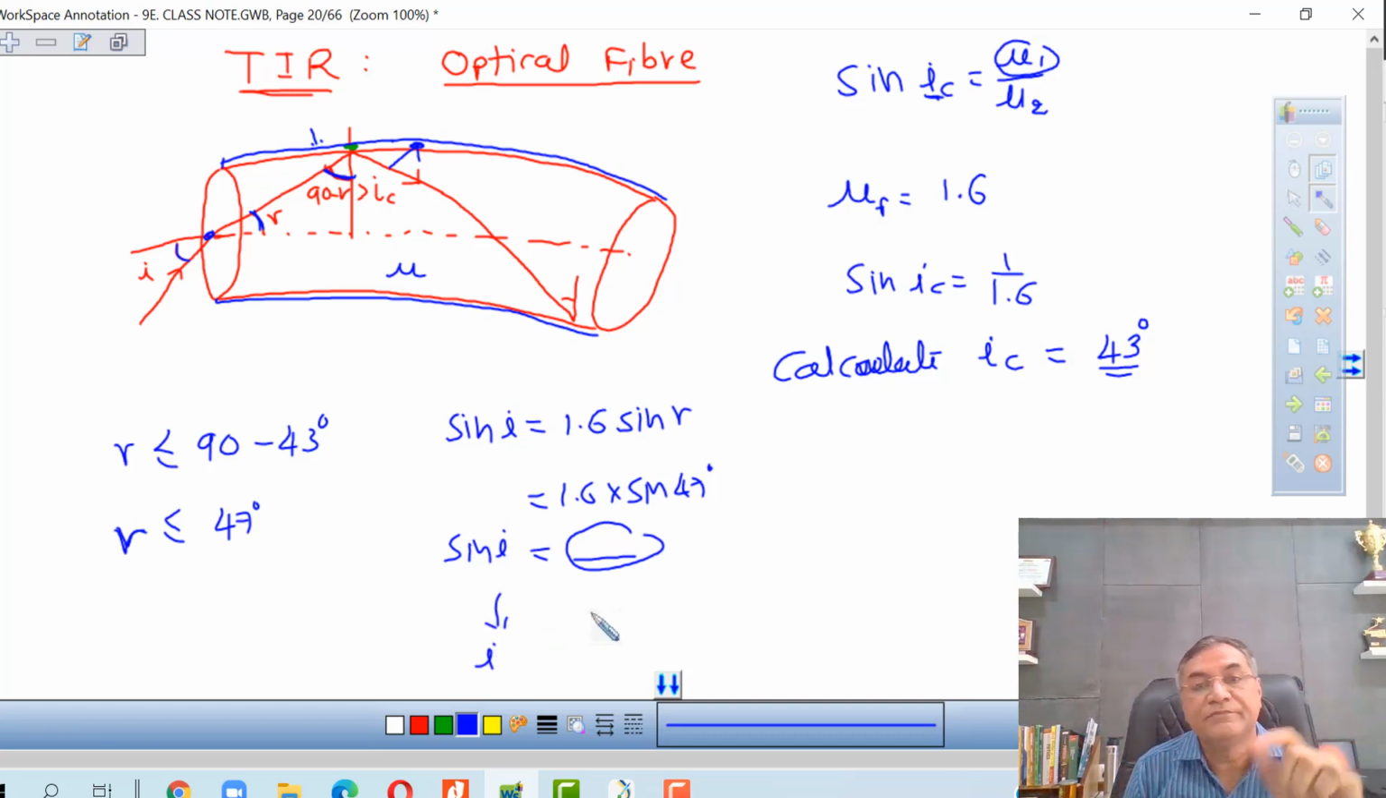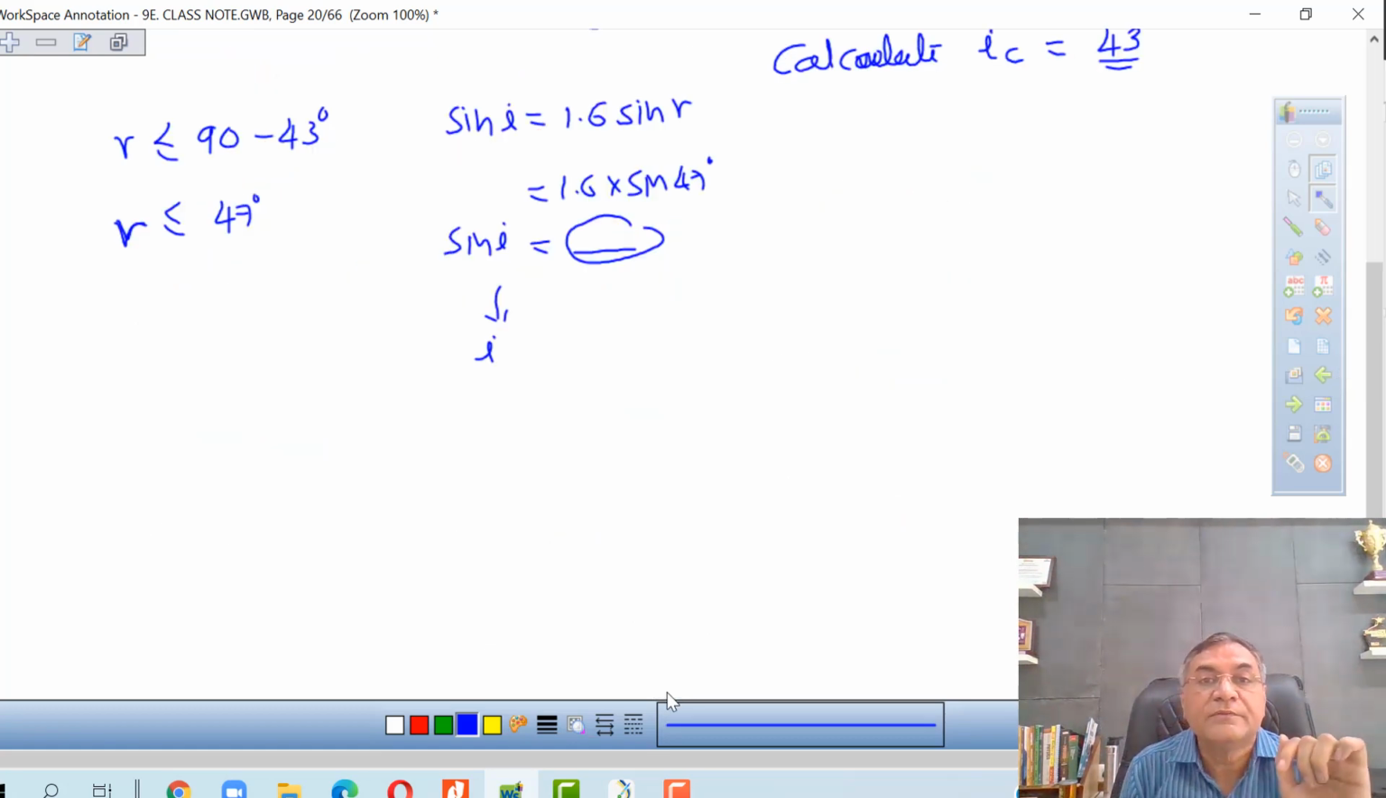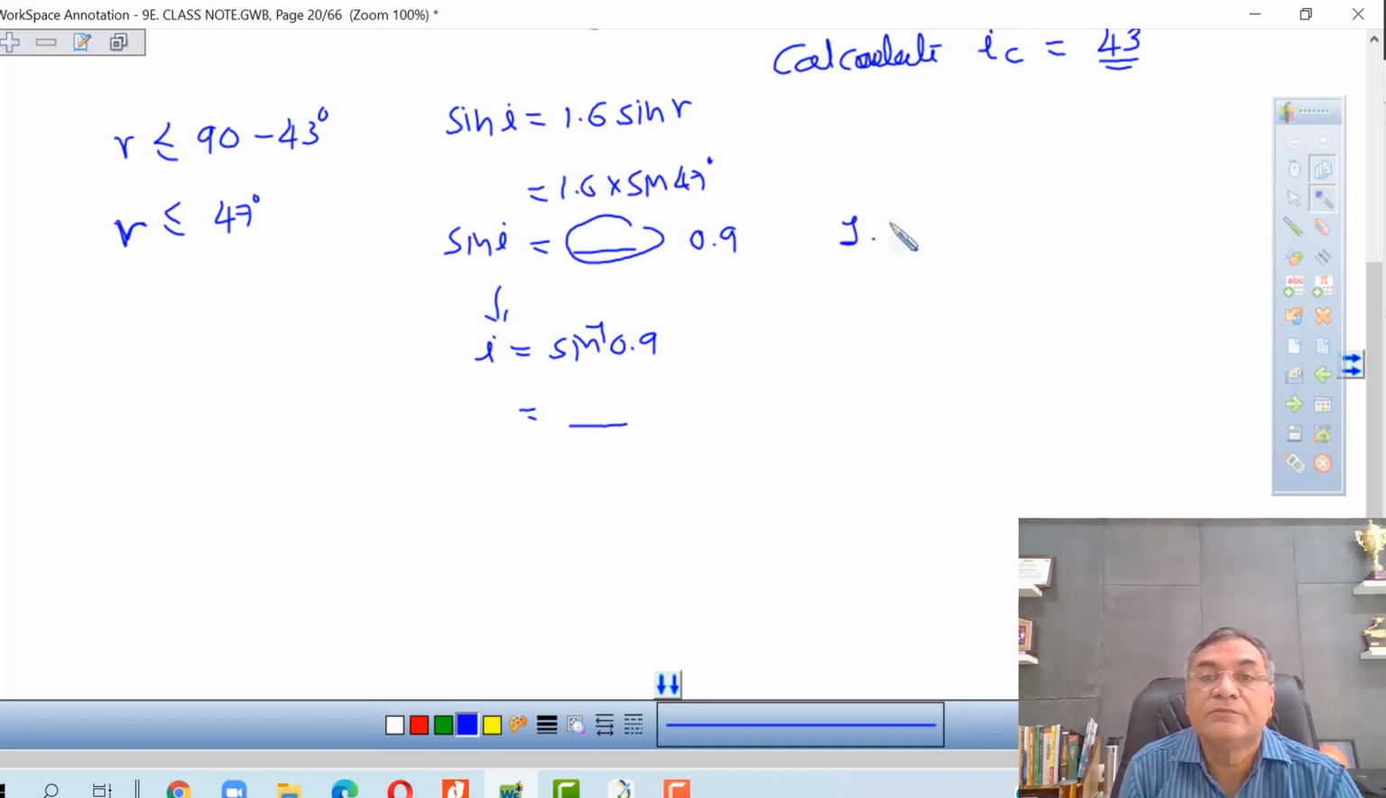What should be the i? Here two possibilities arise. If you do the calculation, you may get 0.9, suppose. Then you can find sin inverse 0.9 and you get this. But if the value comes out more than 1, it can happen, suppose 2, then it means the maximum possible value of i is 90, which means it will work for any incident angle.